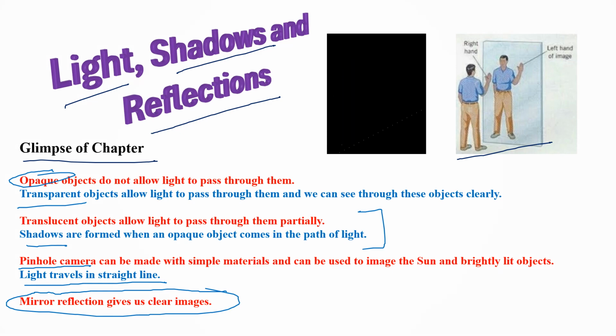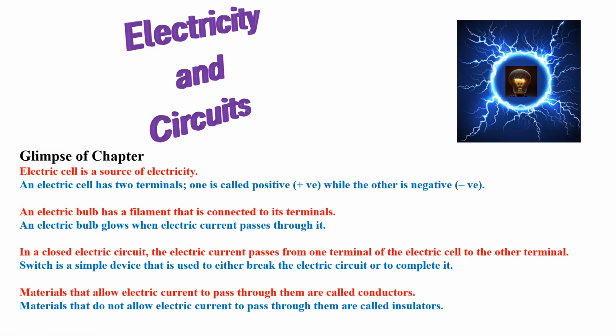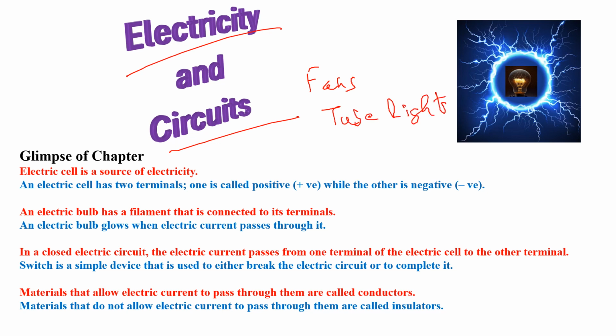Then comes the third chapter in physics. The actual chapter number in the book is different. This is electricity and circuits. That's why at the start I mentioned, in your school, in your household, in your rooms, you can switch on your fans and tube lights. How do they work, and what exactly is the basic principle? This is something that we are supposed to learn in this particular chapter.